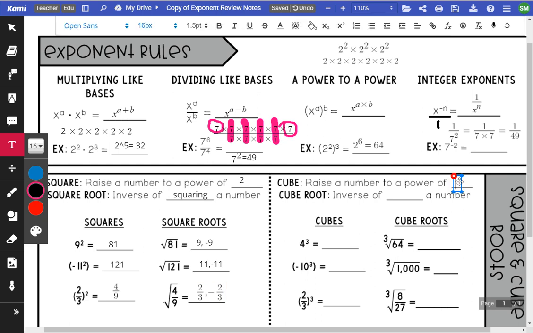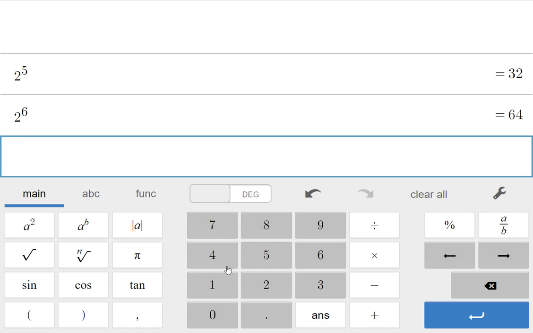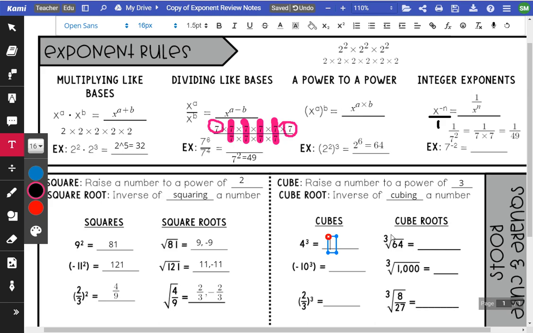Okay, cubing a number is raising the number to the power of 3, and the cube root is the inverse of cubing a number. So 4 to the 3rd power, and I'm going to go up to my Desmos calculator here, 4 a to the b 3 equals 64. So good deal, 64.